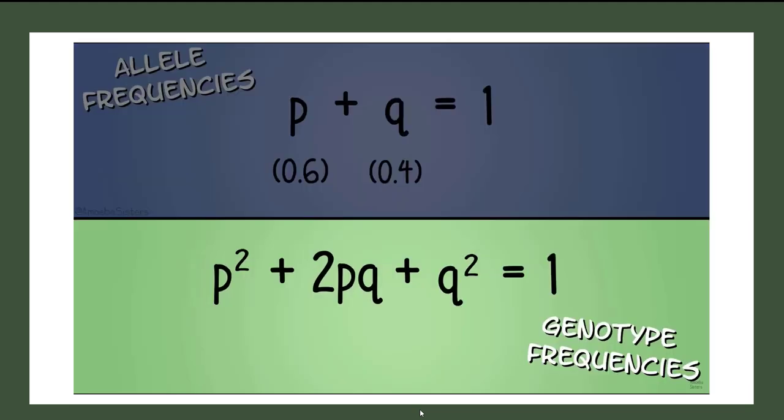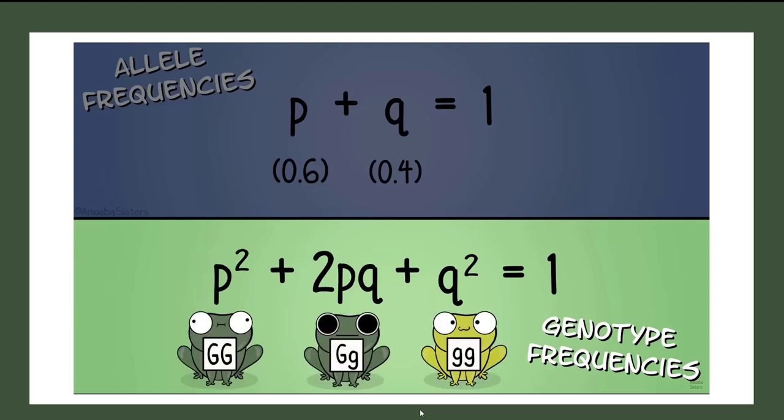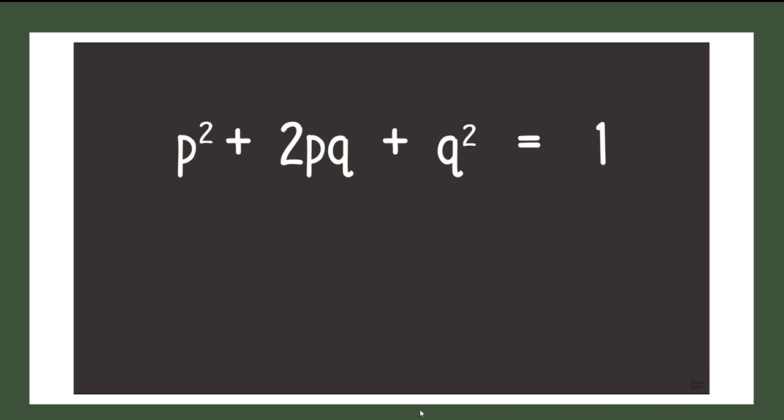But what if I wanted to know the genotype frequencies? Meaning, I wanted to know the frequency of frogs that are homozygous dominant, which is big G, big G, heterozygous, which is big G, little g, or homozygous recessive, which is little g, little g. Then I can use this other Hardy-Weinberg equilibrium equation, P squared plus 2PQ plus Q squared is equal to 1. So P squared is the homozygous dominant frequency, the frequency of big G, big G in this case.